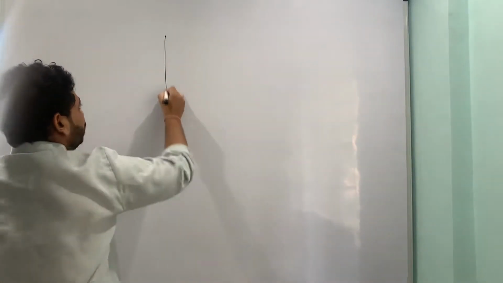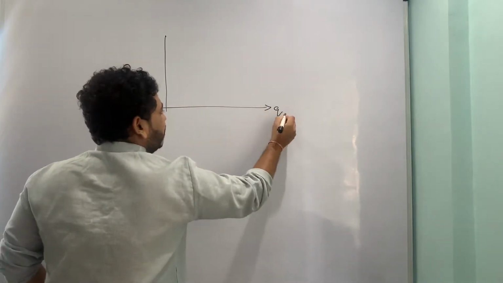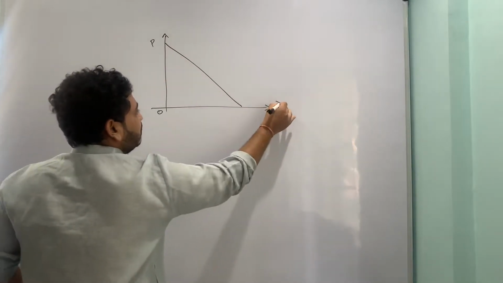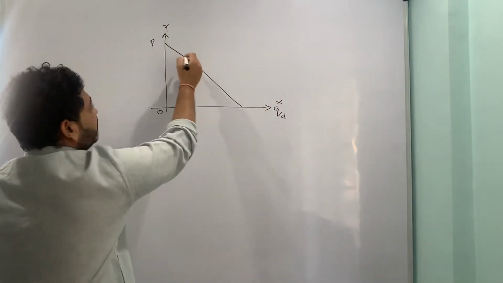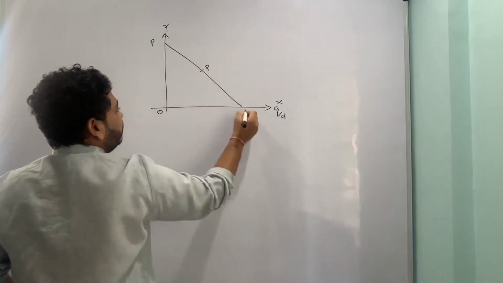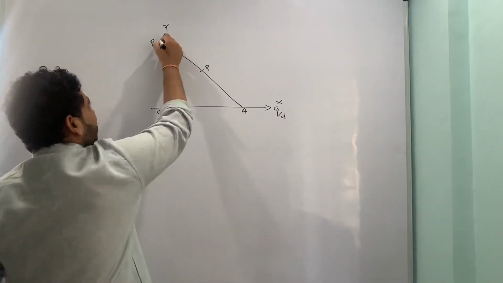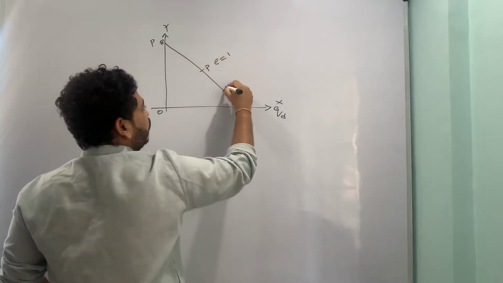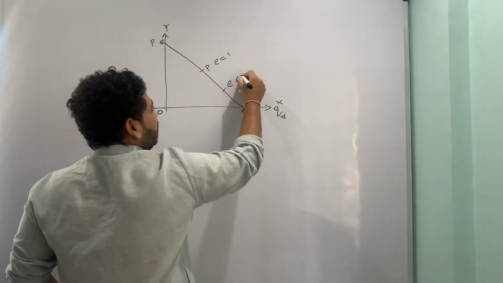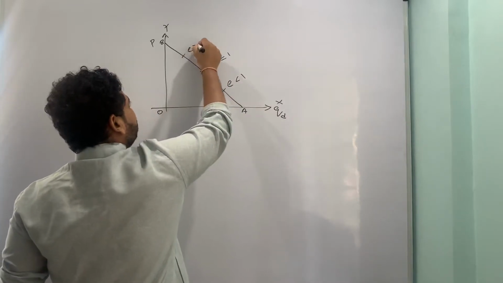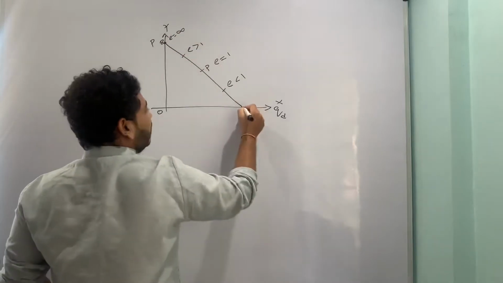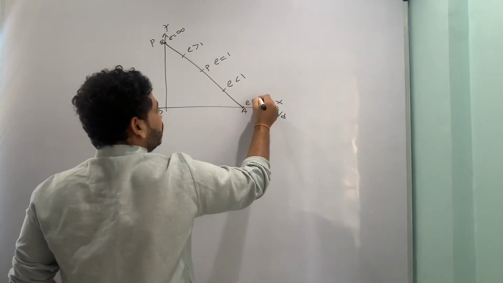So let us recap what we had done yesterday. We had quantity demanded on the x axis and price on the y axis. Here I took a point P. I extended my demand curve to meet these points, and then we calculated that elasticity at this point was equal to 1. Here elasticity was less than 1, here elasticity was greater than 1. At this juncture, elasticity was equal to infinity, and at this juncture, elasticity was equal to 0.